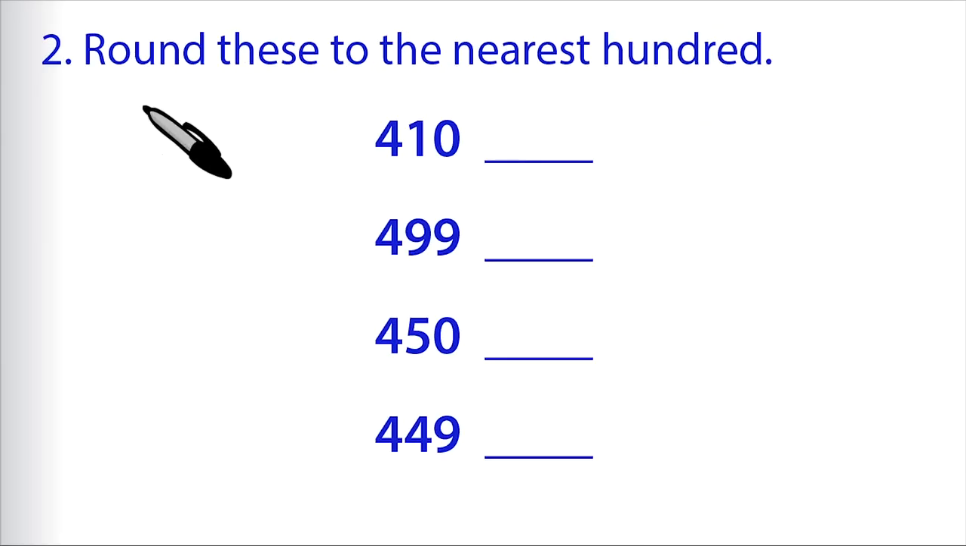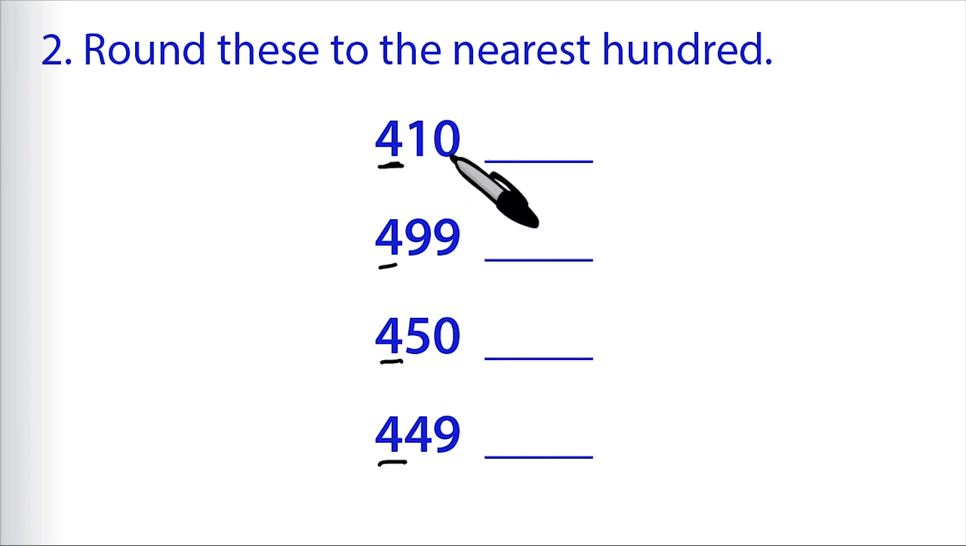For problem 2, we need to round these to the nearest 100. And we have 410, 499, 450, 449. And so we need to round them to the nearest 100. And so that means our target digit is the 100 place digit here, right here. And we need to look at the digit to the right of it. So we need to look at the digit in the tens place column.